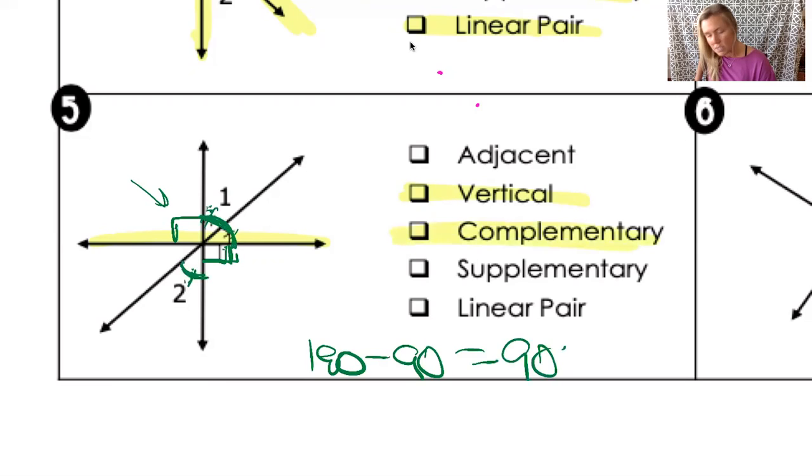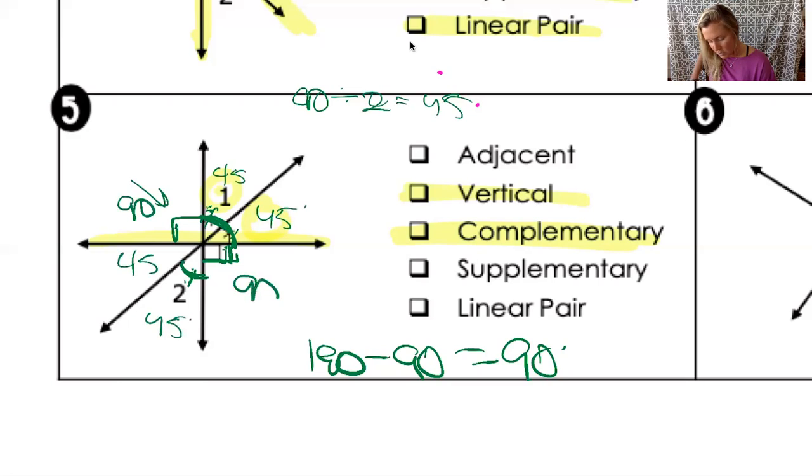One other thing we need to note here is that it says this angle right here and this angle are equal. If the total of those angles is 90, we can take 90 and divide it in half to get 45. So this one would be 45 and this one would be 45, which means 2 would also be 45 because it's directly across. And if you want to get really technical, this is 45, which means that this is 90 and so is this. That's way above your head, but we'll get there eventually.